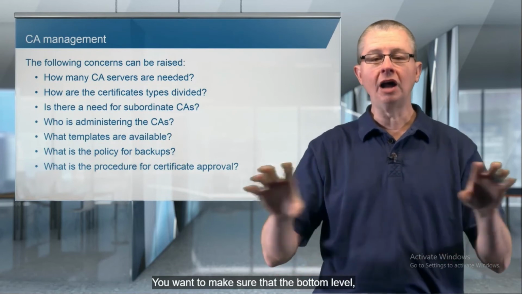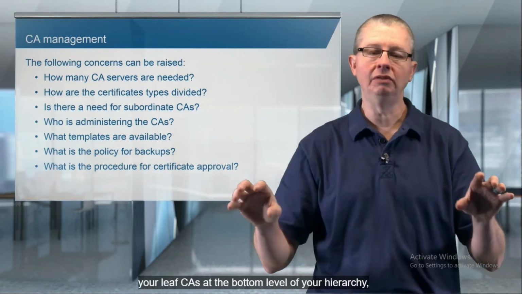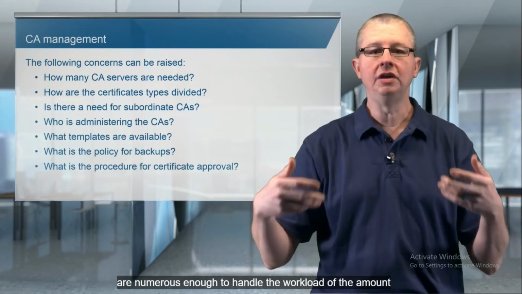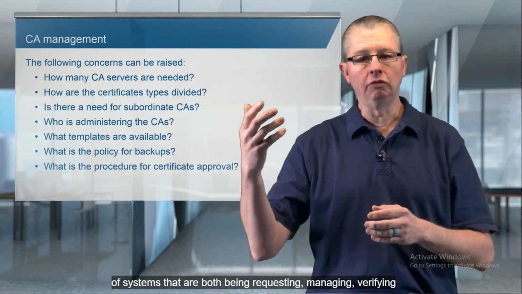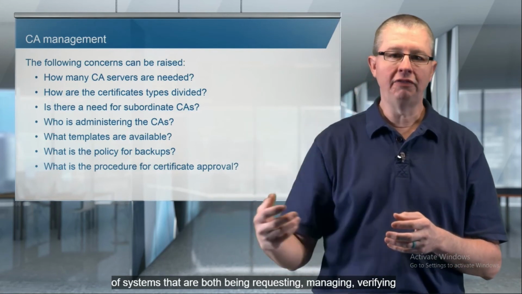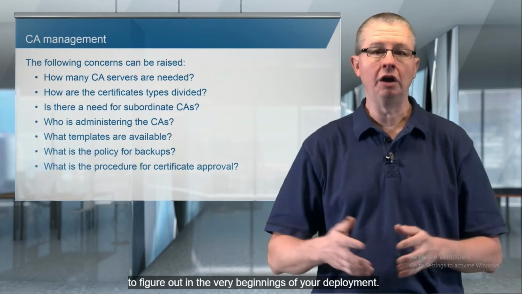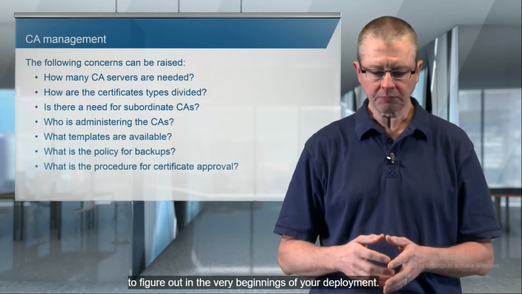You want to make sure that the bottom level, your leaf CAs at the bottom of your hierarchy, are numerous enough to handle the workload of the amount of systems that are requesting, managing, and verifying certificates throughout their operational use. Therefore, this can be a challenge to figure out in the very beginnings of your deployment.